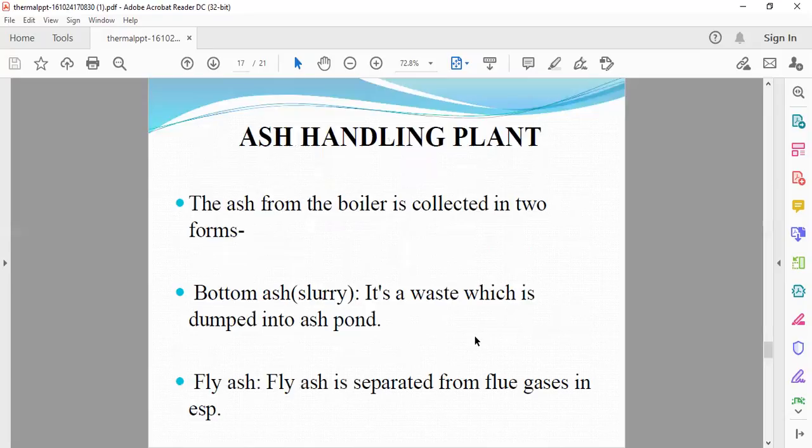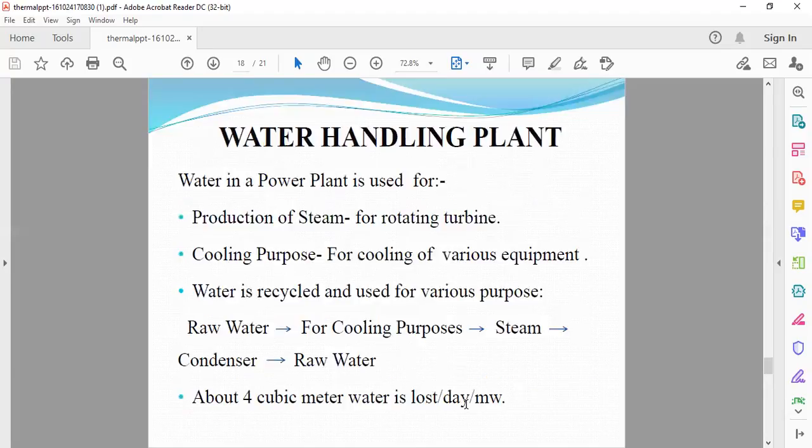It is not at all useful, so that waste is dumped in an ash pond, where water is present and the ash is dumped in that water. Fly ash is the ash which is separated from the flue gases. From the hot gases, some fly ash is there and that is separated.